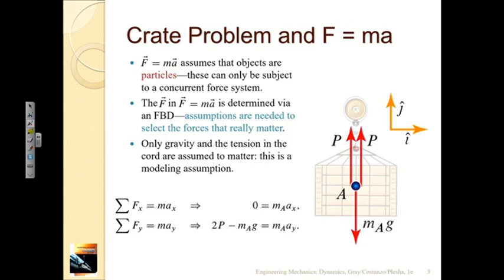So let's write out our other equation. Sum of forces in y, positive going up. I've got 2 times our cable tension P minus mg. That's equal to our kinetic diagram side, may.